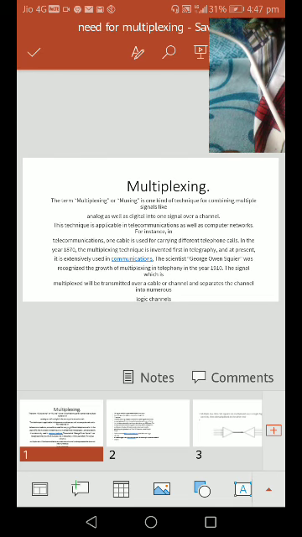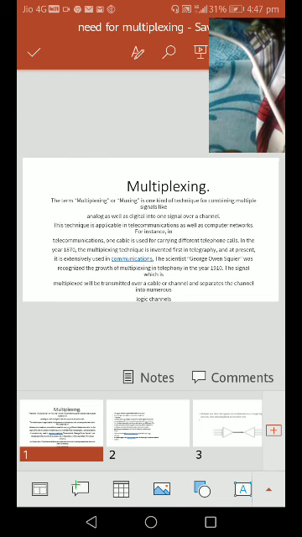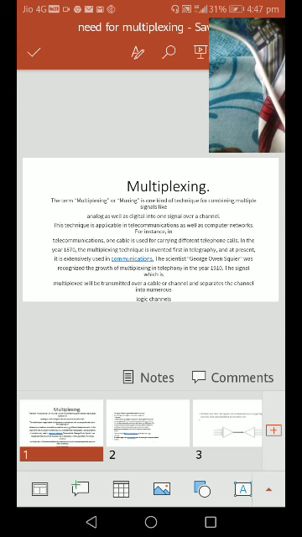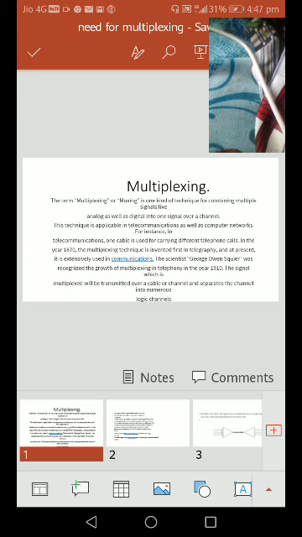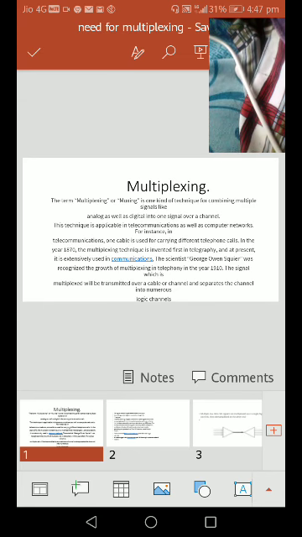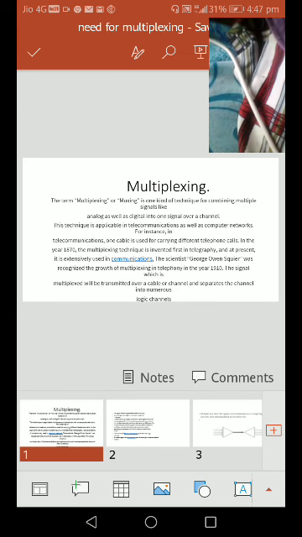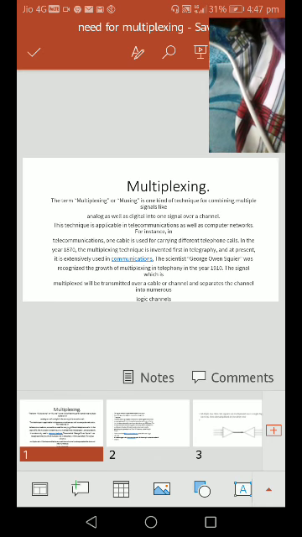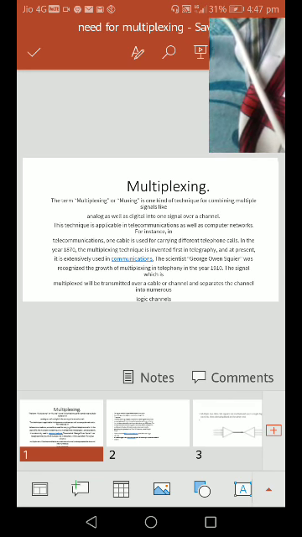Computer network security is more useful for these networks, and in telecommunications one cable is used for carrying different telephone calls. Telephone calls mean call and voice signals, speech. Multiplexing techniques were invented first in telegraphy. Tele means telegraph, and at present it is extensively used in communication.